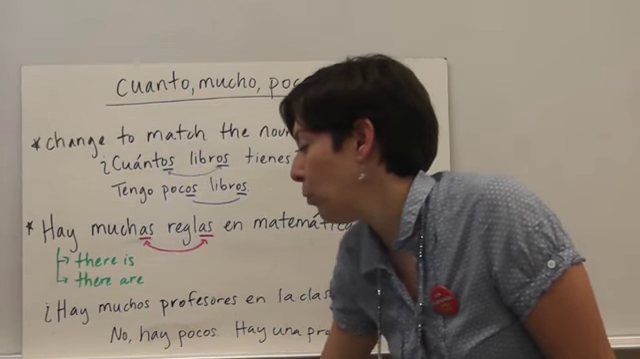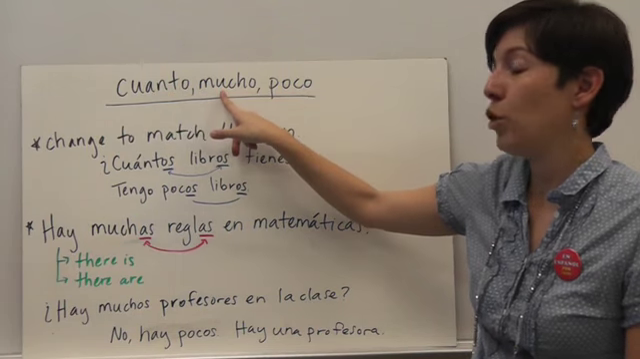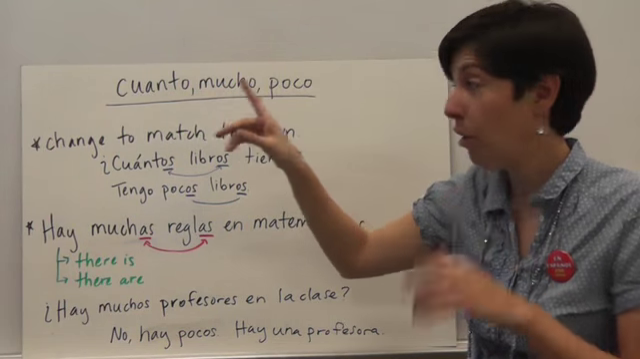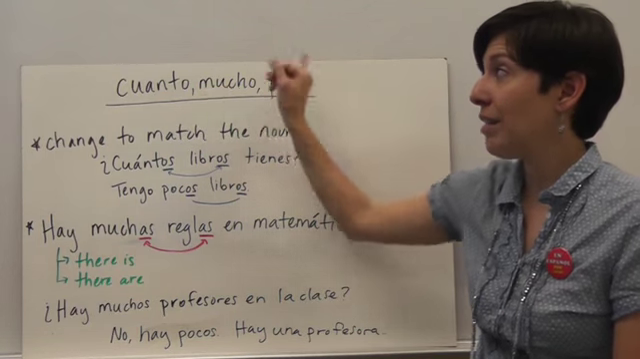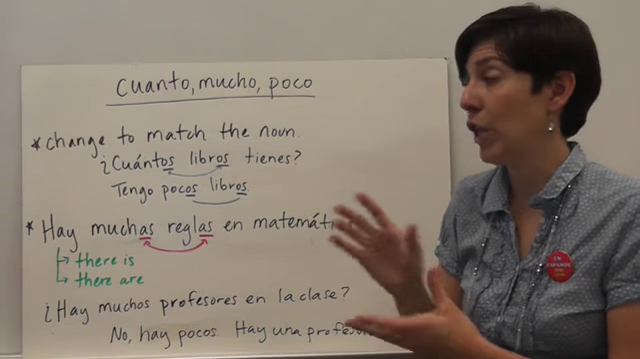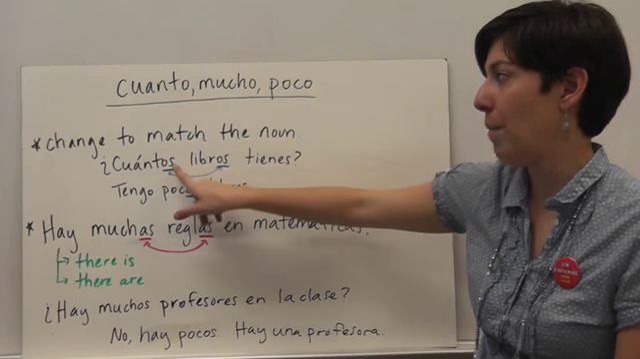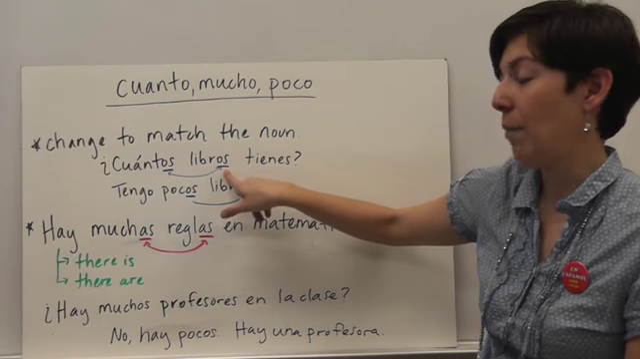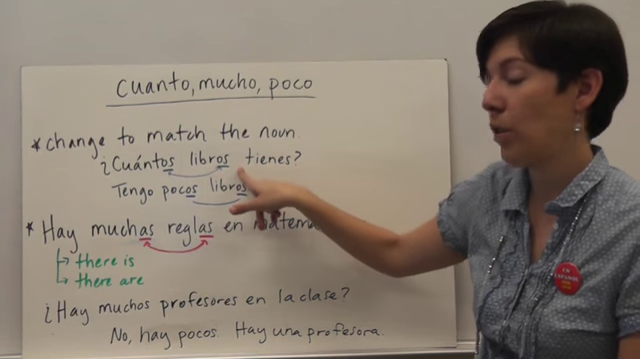Finally, we have cuanto, mucho, and poco. Cuanto is how much or how many. Mucho is a lot. And poco es un poquito. It's a little bit. Just like un, el, la, los, unos, you're going to change it to match the noun. So cuanto, it ends in O up here, but I'm going to make it OS because I'm talking about books. ¿Cuántos libros tienes? How many books do you have?